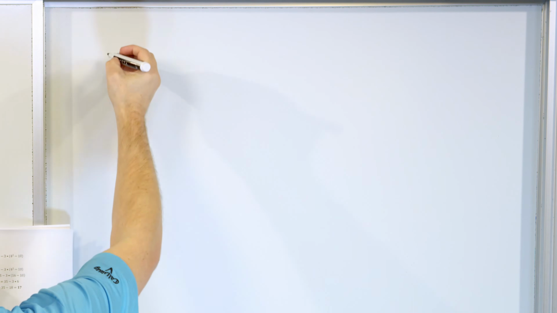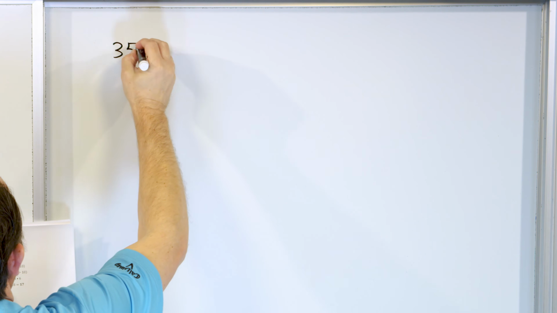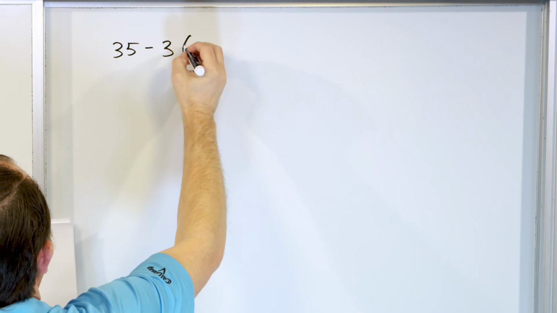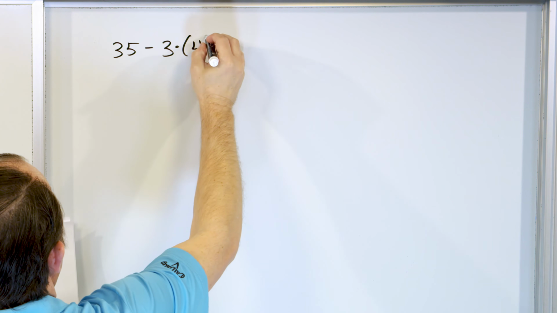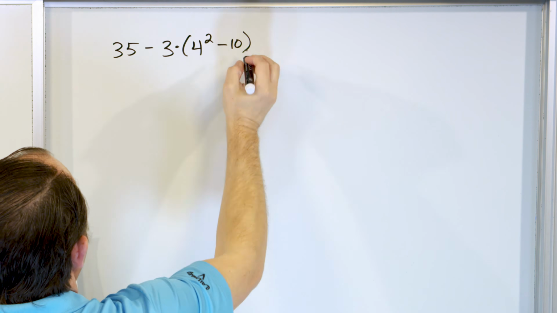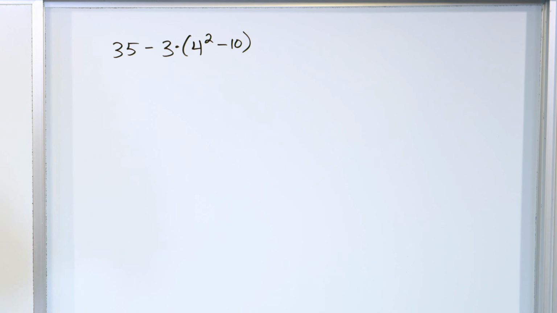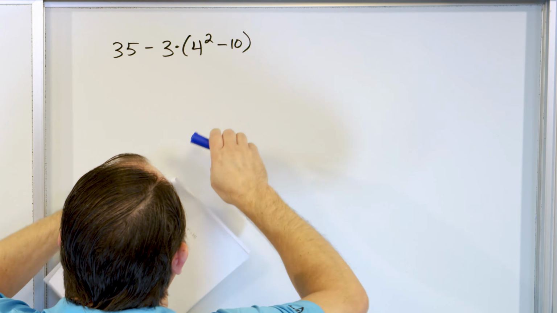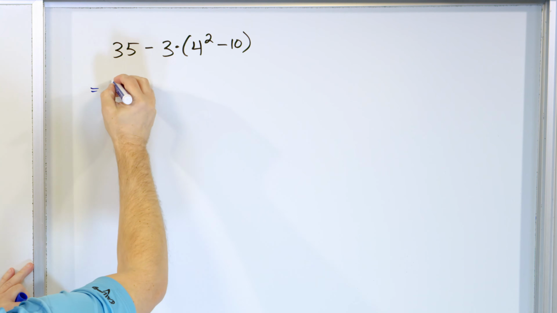We're going to get all of the following problems solved just from memory. Let's take a look at 35 minus 3 times 4 squared minus 10. All right, first thing, parentheses. We have to do what's in here. So I'm not going to do any of this other stuff.